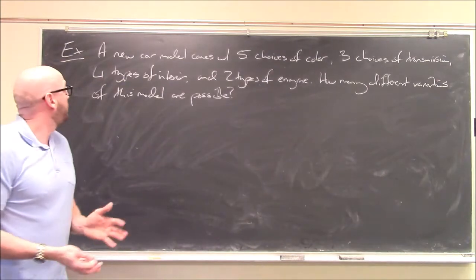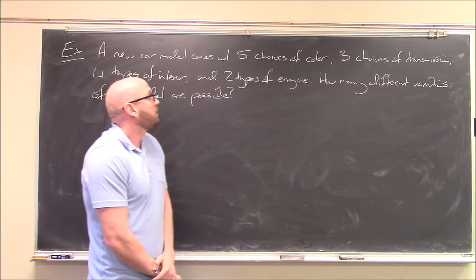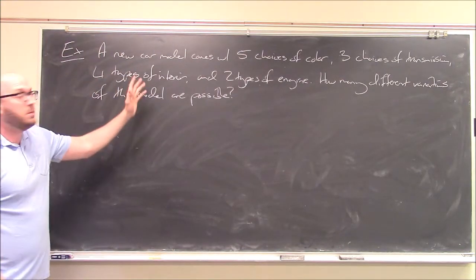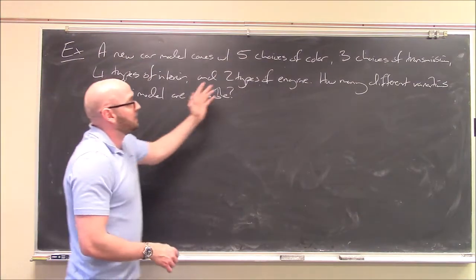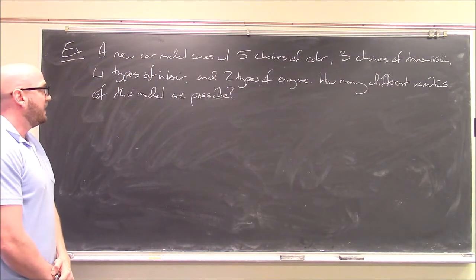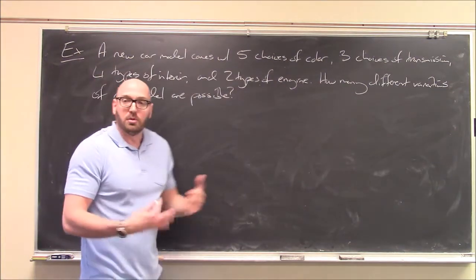Here's our first example. We've got a new car model, comes with 5 choices of color, 3 choices of transmission, 4 different types of interior, and 2 different types of engine. So the question is, how many different variations of this model are possible? And here we're going to invoke the multiplication principle.